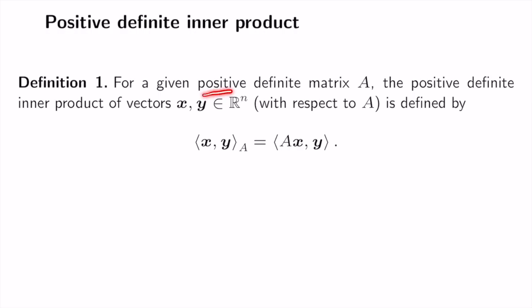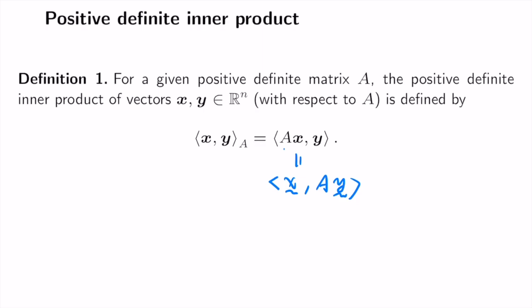For a given positive definite matrix A, we define the positive definite inner product of vectors x and y with respect to A as this. So this is the new inner product we are defining. And here we have A here, and this is the inner product we have been studying so far. Of course, A is a symmetric matrix by assumption, and so this is, of course, equal to x times A y. So the place of A doesn't matter.